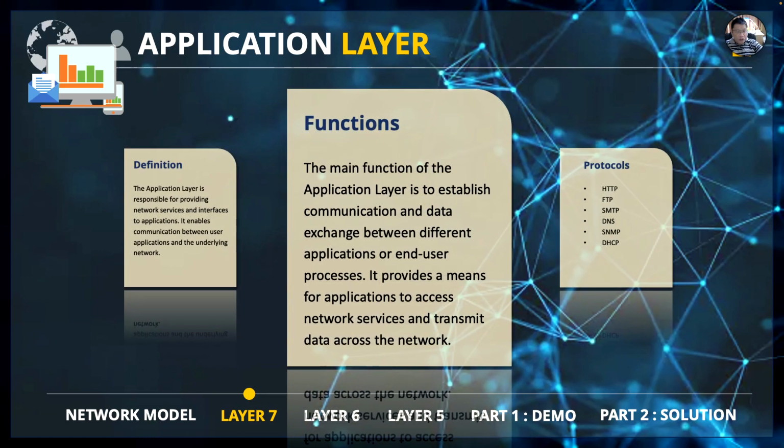The main function of the application layer is to establish communication and data exchange between different applications and user processes. It provides a means for applications to access network services and transmit data across the network. This layer handles application-specific protocols and data formats, ensuring that data is properly formatted and presented to the receiving application.